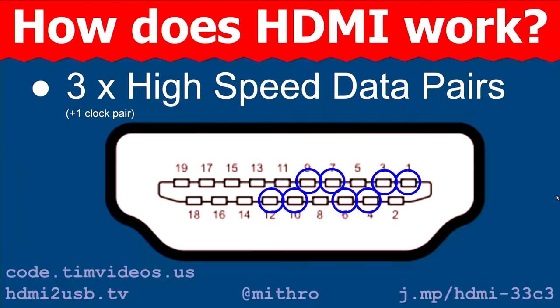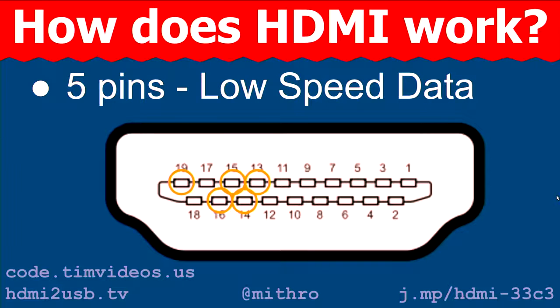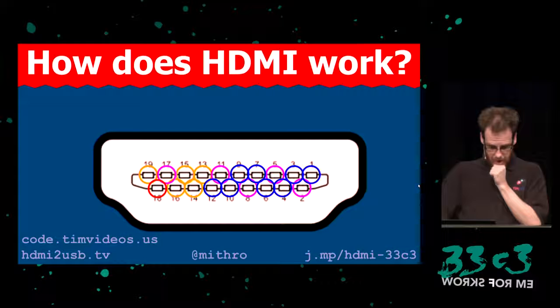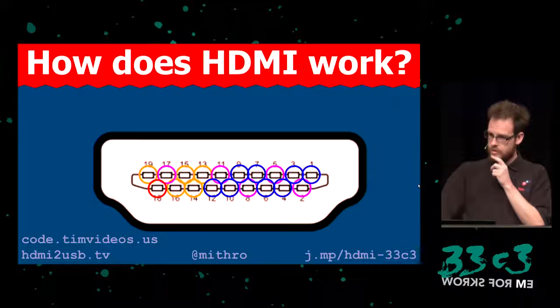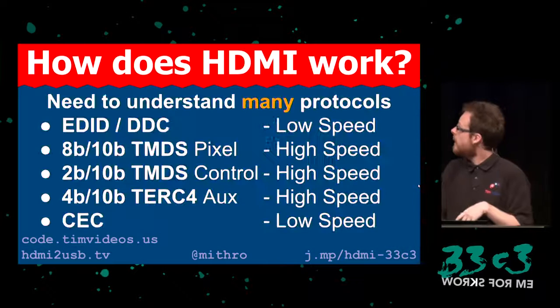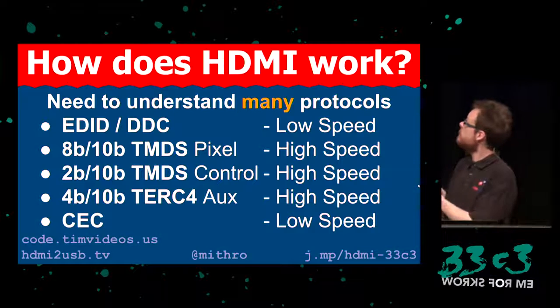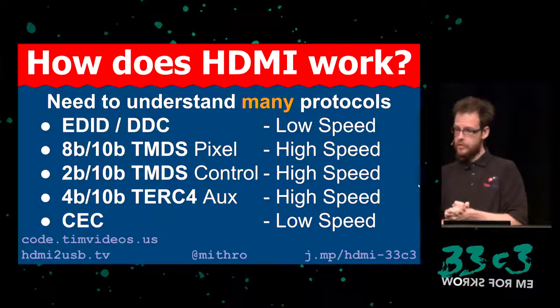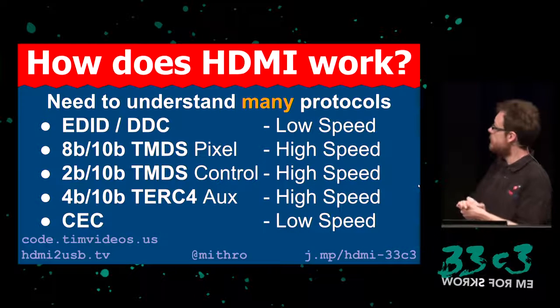There are 3 high-speed data pairs which transmit the actual video data, and they share a clock pair. So that's these pins here. And then there are 5 pins which are used for low-speed data. And so that's all the pins on the HDMI connector. You might have noticed that there was a whole bunch of different things I said there. And you need to actually understand a whole bunch of different protocols to understand how HDMI works. There's a bunch of low-speed ones, and there's a bunch of high-speed ones.